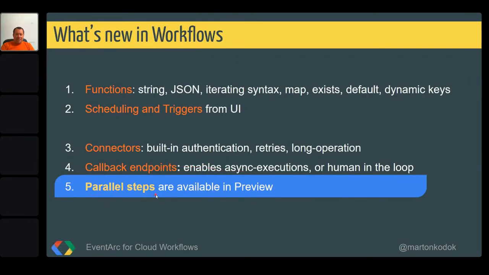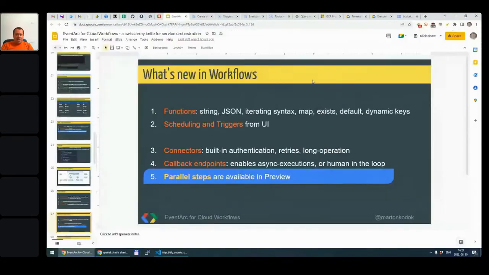Next, there are parallel steps, which were launched recently, and they call it preview. With parallel steps, you are essentially able to run steps in parallel, like doing 1, 2, 3 in parallel, or you can do parallel loops where you have, let's say, 10 positions in an array, and for each position you need to obtain the results. You can do that sequentially, going over the loop, or now you can use parallel steps to run this in parallel.